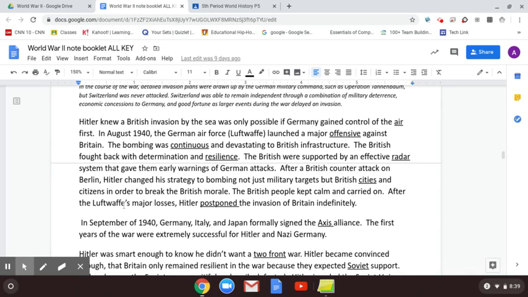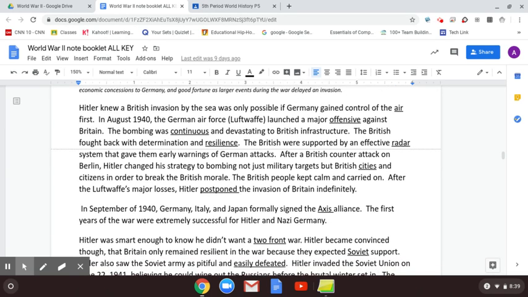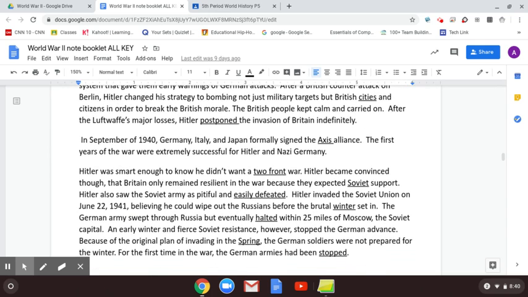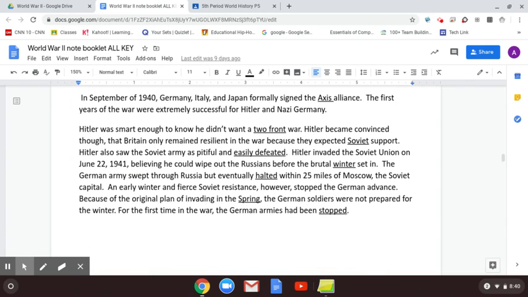After the Luftwaffe's major losses, Hitler postponed the invasion of Britain indefinitely. So after all this bombing, this battling, this air fighting, eventually Hitler and Nazi Germany decided it wasn't worth the effort to take over Great Britain at this time, and so they delayed or stopped. In September 1940, Germany, Italy, and Japan formally signed the Axis alliance. So when we say the Axis powers, this is who we're talking about. The first year of the war was extremely successful for Hitler and Nazi Germany. That's when you get that map we just showed you a second ago.